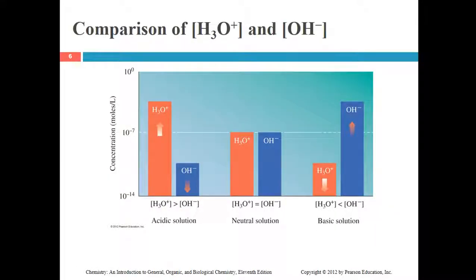So just to compare, let's make sure we remember that in an acidic solution, if we have more acid than base, the hydronium ion concentration is greater than the hydroxide concentration, and we have an acidic solution. If those concentrations are the same, it's neutral. And if we have more hydroxide ions than hydronium ions, it is a basic solution or alkaline solution, or called a base, however you want to say that.